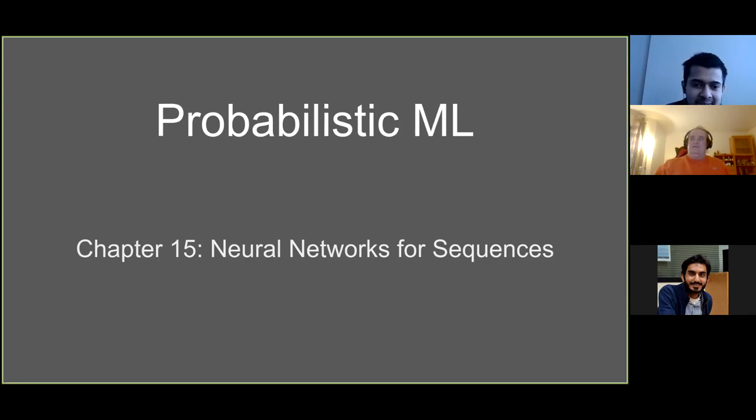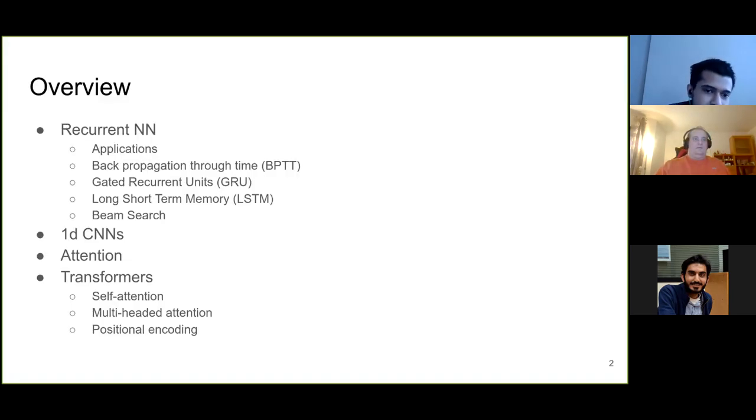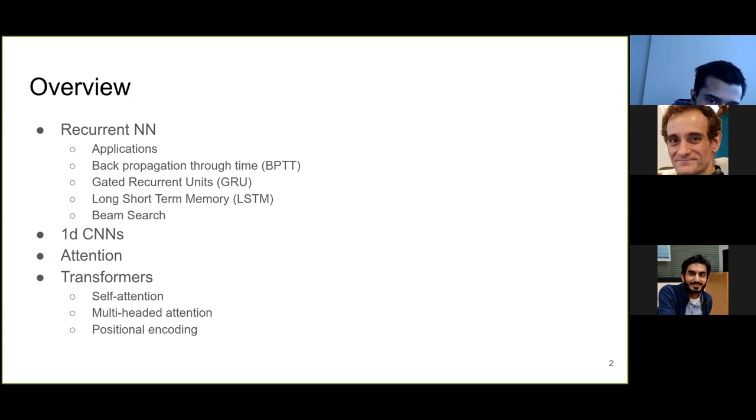Chapter 15 focuses on neural networks for sequences. In this chapter, we will get an overview of recurrent neural networks, 1D CNNs, LSTMs, and transformers. There are other examples, but we will not get time for those. For recurrent neural networks, we will see applications and backpropagation through time, gated recurrent units, LSTMs, and beam search. And in transformers, we'll get an idea of the main key components.